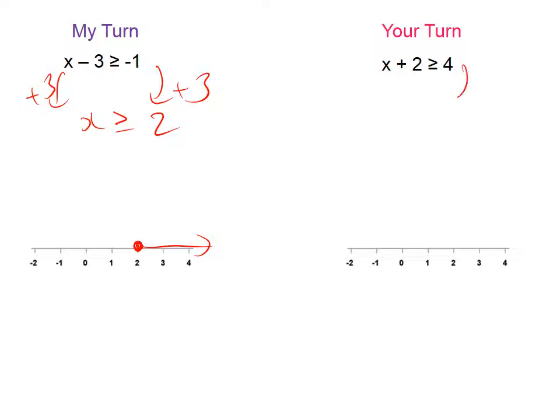Okay, we need to subtract 2 from both sides to give us x greater than or equal to 2. Again, it's a solid dot and an arrow in this direction.